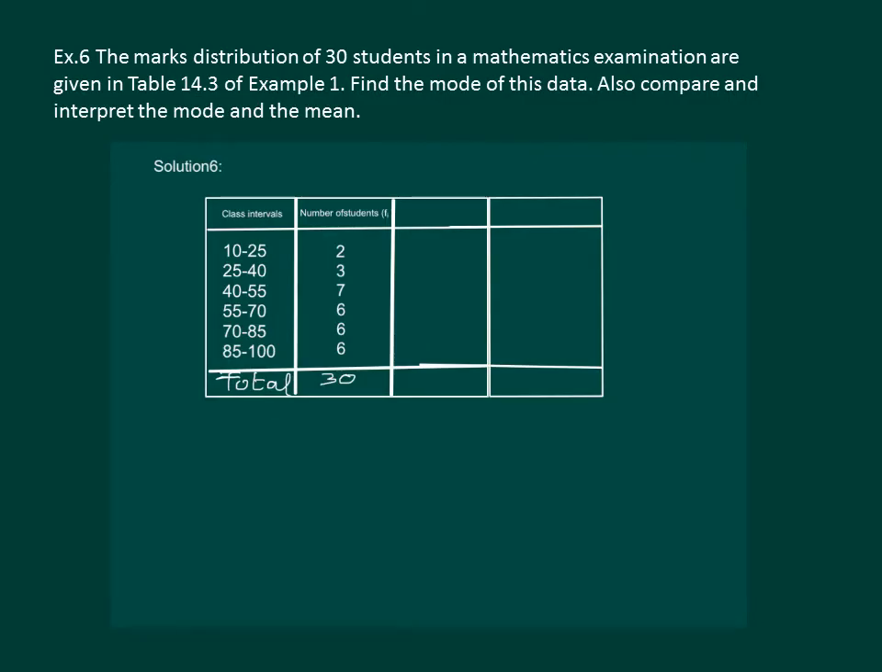Let us read the question. The marks distribution of 30 students in mathematics examination are given in this table. Find the mode of this data. Also compare and interpret the mode and the mean. Since the maximum number of students is 7 that have got marks in the interval 40 to 55, therefore 40 to 55 is the modal class.